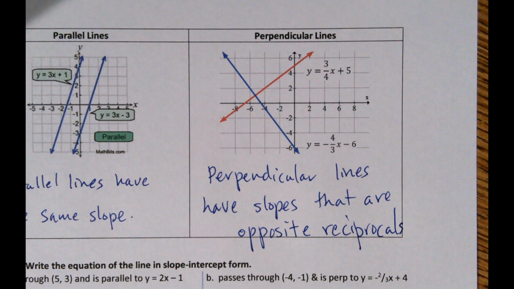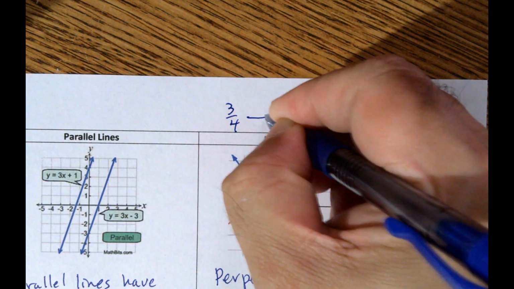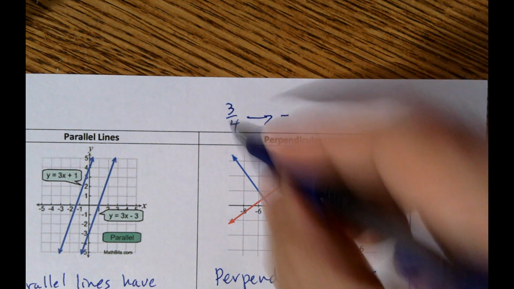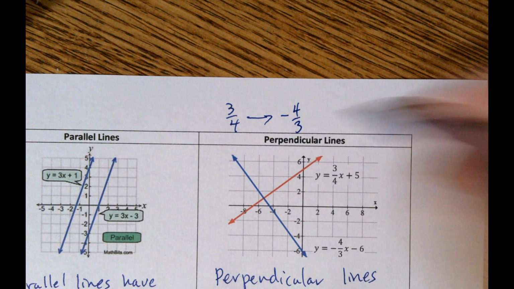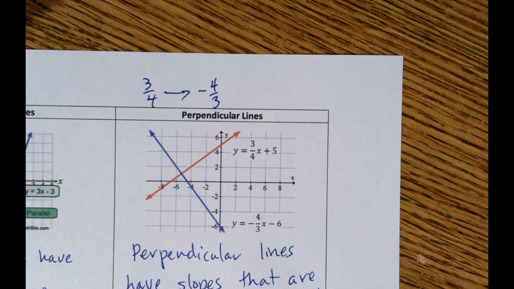So that means you got to change the sign and flip the fraction. So here in my example here, I have one slope that's 3/4. It's positive 3/4. You change the sign so it becomes negative, and you find the reciprocal. You flip the fraction. All right. So let's look at some examples how to find the opposite reciprocal.